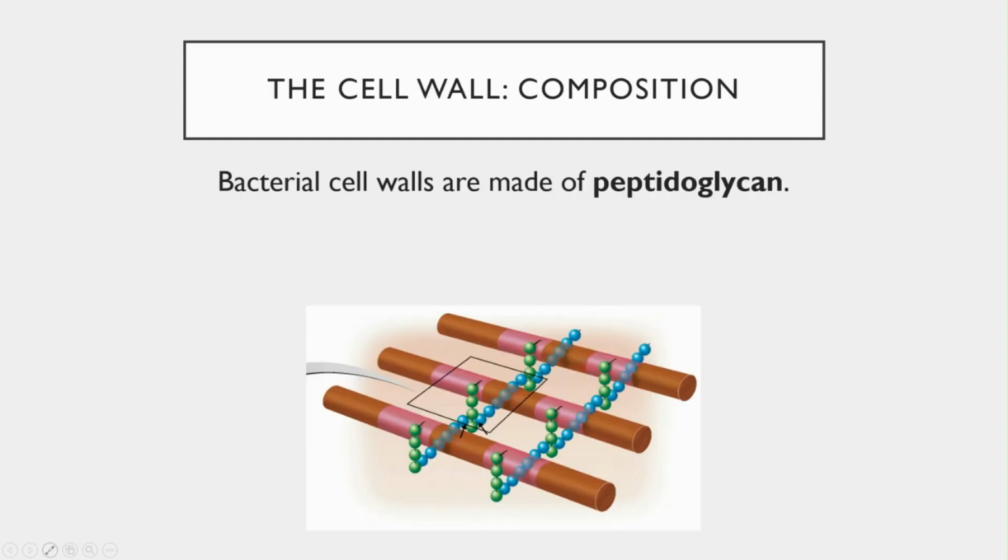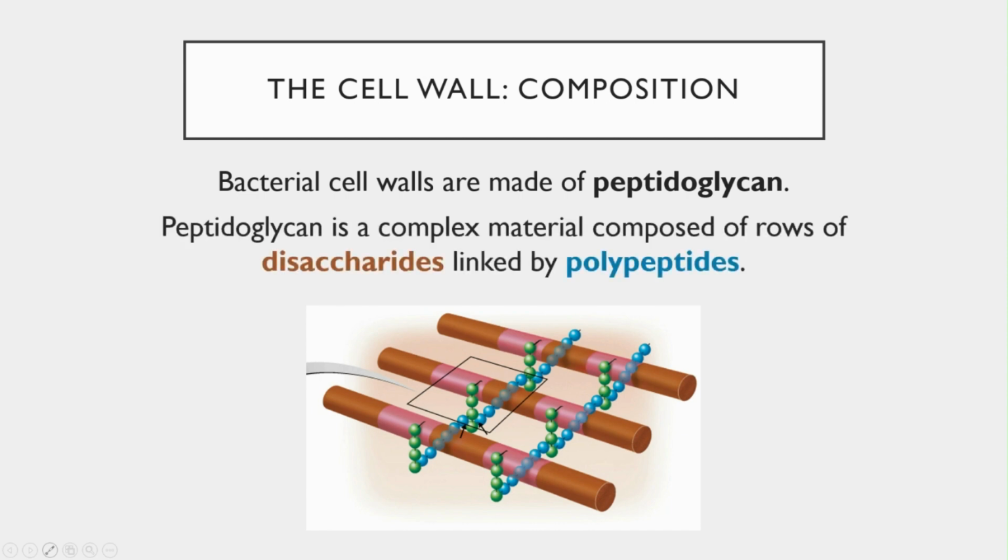The cell wall contains peptidoglycan. We've covered this a little bit before, but peptidoglycan is a complex material and is composed of rows of disaccharides linked by polypeptides. The disaccharides are made of two sugars, and polypeptides are proteins made of several amino acids. Again, I cannot stress this enough: you should review these different biomolecules of life.